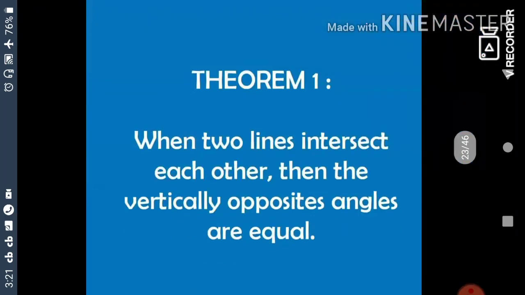So in this way we have proved our first theorem. Now we have learned two axioms and one theorem. These two axioms and one theorem will help us to solve Exercise 6.1 of the NCERT book. So let's solve the questions.